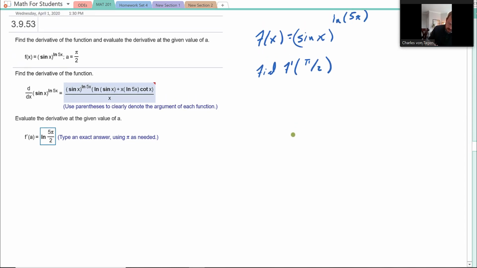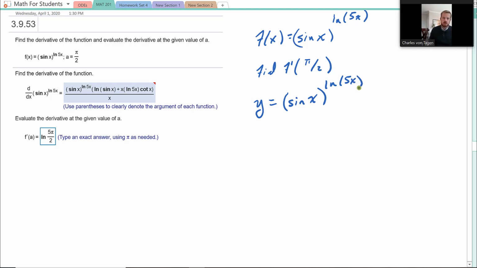So in order to do that, we're going to have to compute the derivative. Let's go ahead and do that. I'm going to rewrite the original function as y equals the sine of x all to the natural log of 5x. So I'm just rewriting it as a y instead of f of x because I'm about to do logarithmic differentiation on this thing. So how does the process of logarithmic differentiation work?